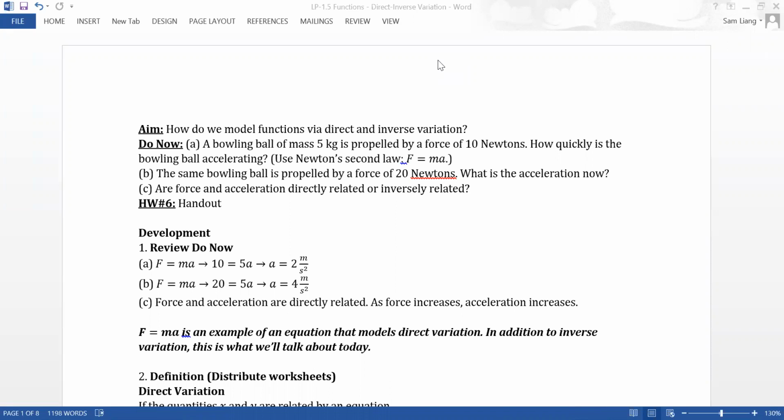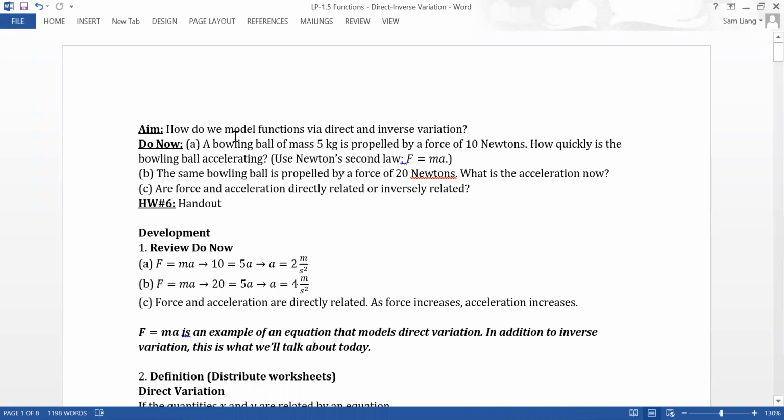This is the next lesson. We're going to talk about direct and inverse variation today. Your aim is how do we model functions via direct and inverse variation. So today's lesson is an intersection between math and science. We're going to be using a lot of formulas you might have seen in chem class or maybe physics class.